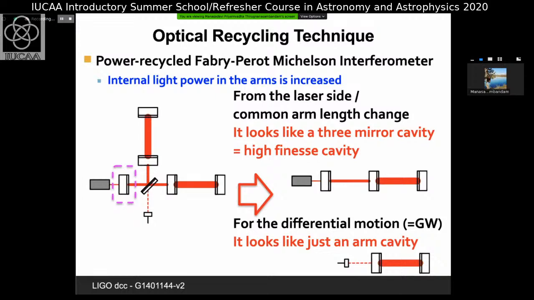So if you consider the entire Michelson as a compound mirror, what you have in here is defining the power recycling cavity length as one of the degrees of freedom of the interferometer. So if you have a common arm length change in the Michelson, your power recycling cavity would look like a 3-mirror cavity with very high finesse. But if you were to look at the differential motion, for example, the effect of an incoming gravitational wave, it would look just like a Fabry-Perot cavity, an arm cavity.